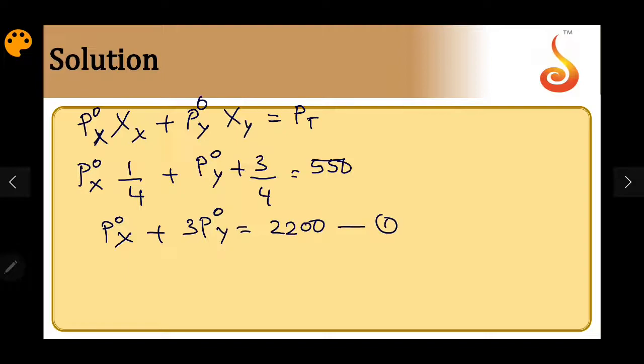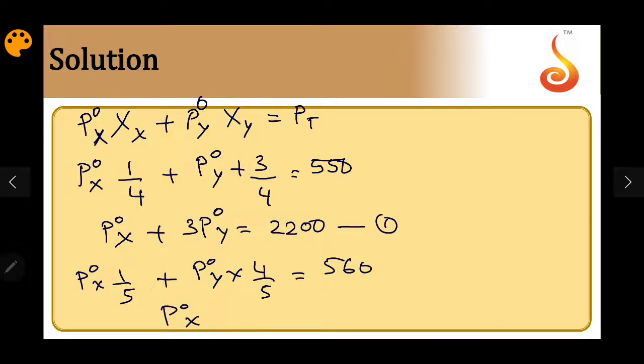Same way, second equation: when you add 1 more mole of Y, total number of moles become 5. So mole fractions now are 1 by 5 and 4 by 5. So P naught X into 1 by 5 plus P naught Y into 4 by 5 is equal to 560, it is increased by another 10. So if you multiply by 5 throughout, P naught X plus 4 P naught Y is equal to 2800. Now two equations we have to solve as simultaneous equations. I'll take the next slide.